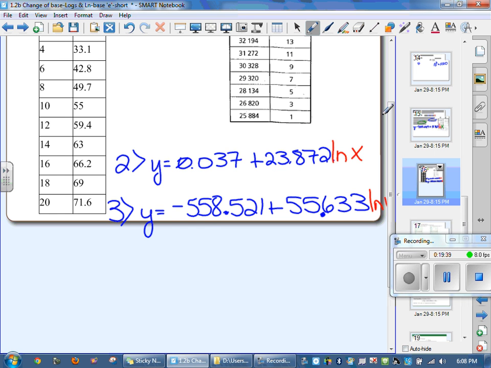Okay, check your work. That concludes lesson 1.2, 1.2b, change of base.